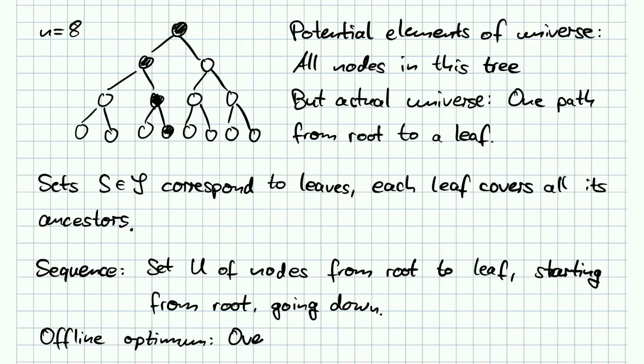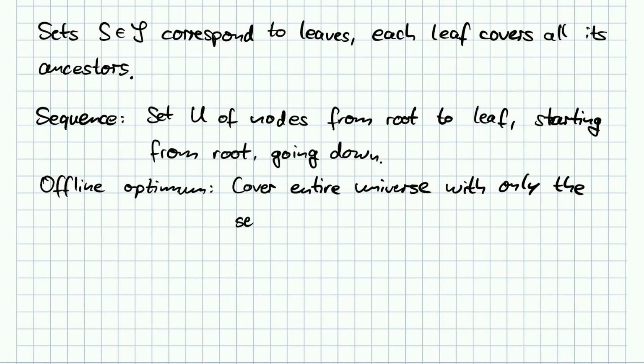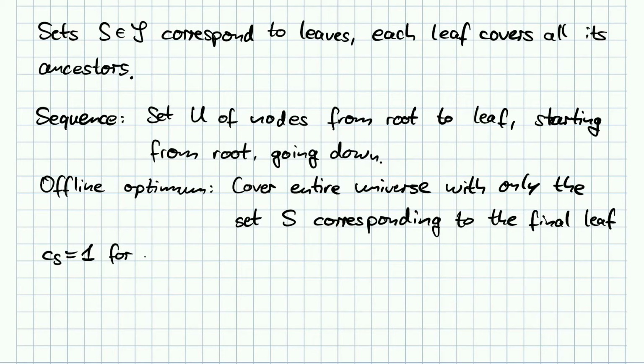Well, we can cover the entire universe with only the set S corresponding to the final leaf. And I think I forgot to mention that we say that C_S is equal to 1 for all S. So we'll have that C of OPT of sigma will always be 1.